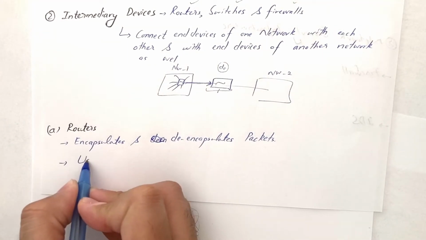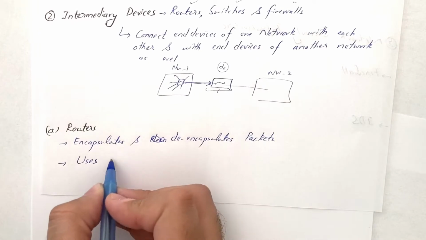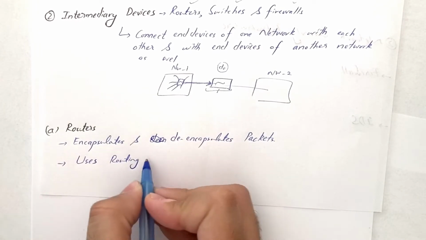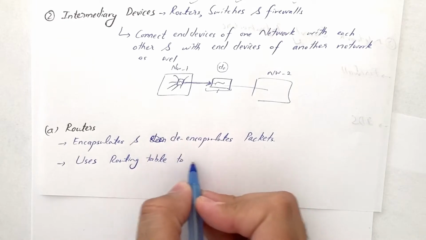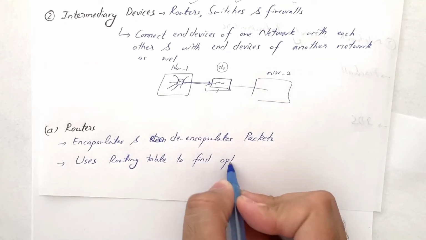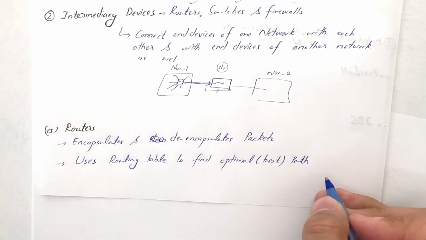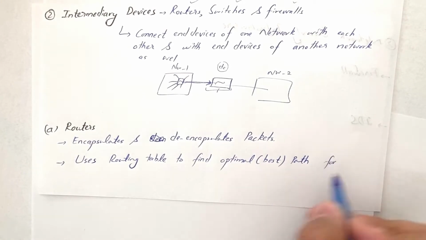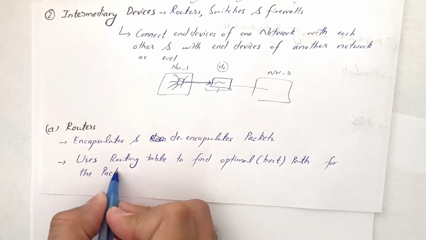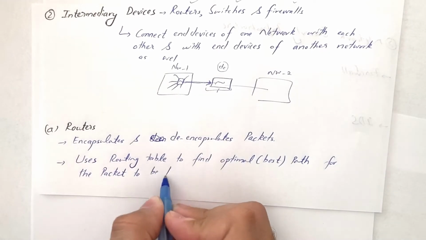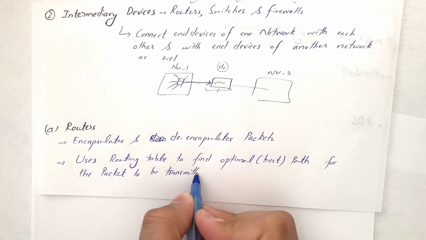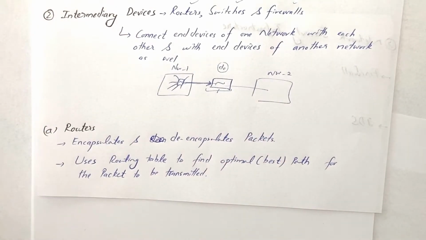Other than that, the router uses the routing table to find the optimal, or you can say best, path for the packet to be transmitted. So basically, it opens the packet, sees what the IP address is, uses the routing table, finds the best path for the packet to be transmitted, and then forwards the packet to that destination.